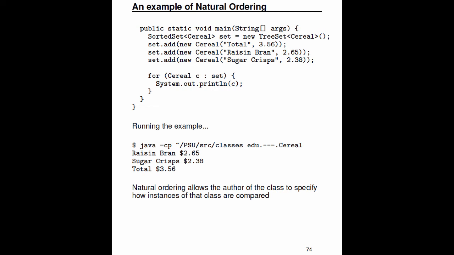be stored. What natural ordering does is allow the author of the class to specify how instances of the class are compared. And that makes a lot of sense, right? You've got something like strings. They know how to order themselves. You wouldn't want to force the person that's using the set of strings to have to do the sorting for you.